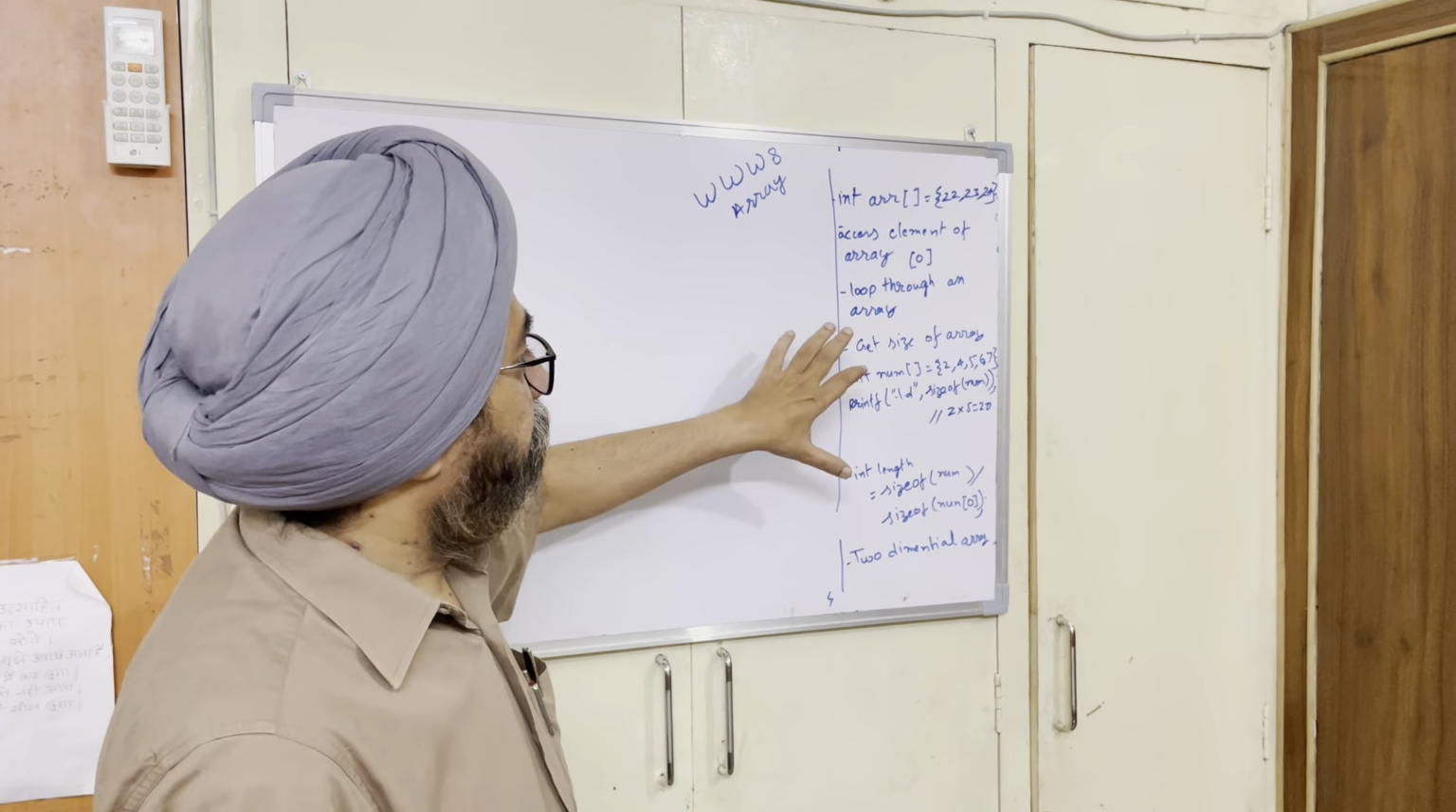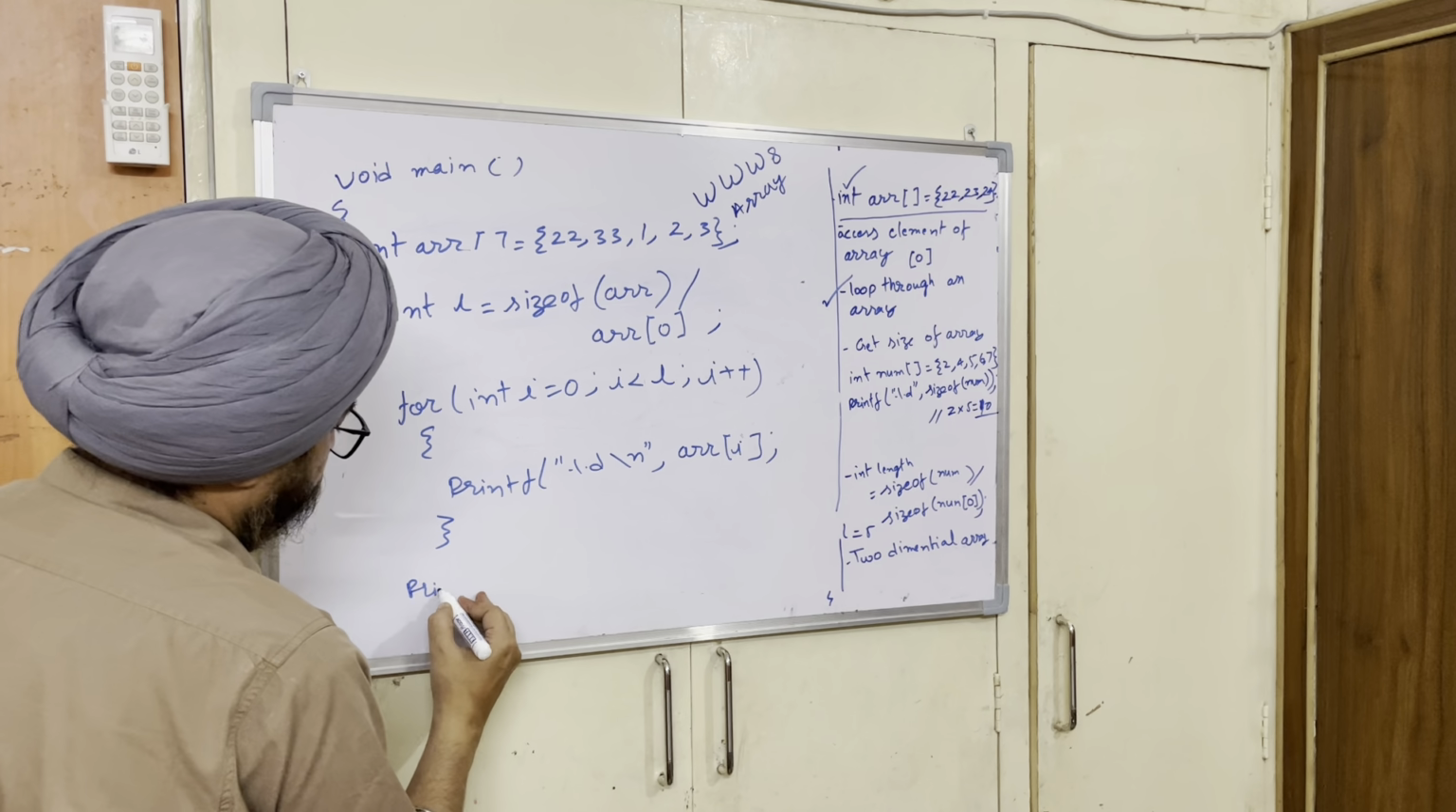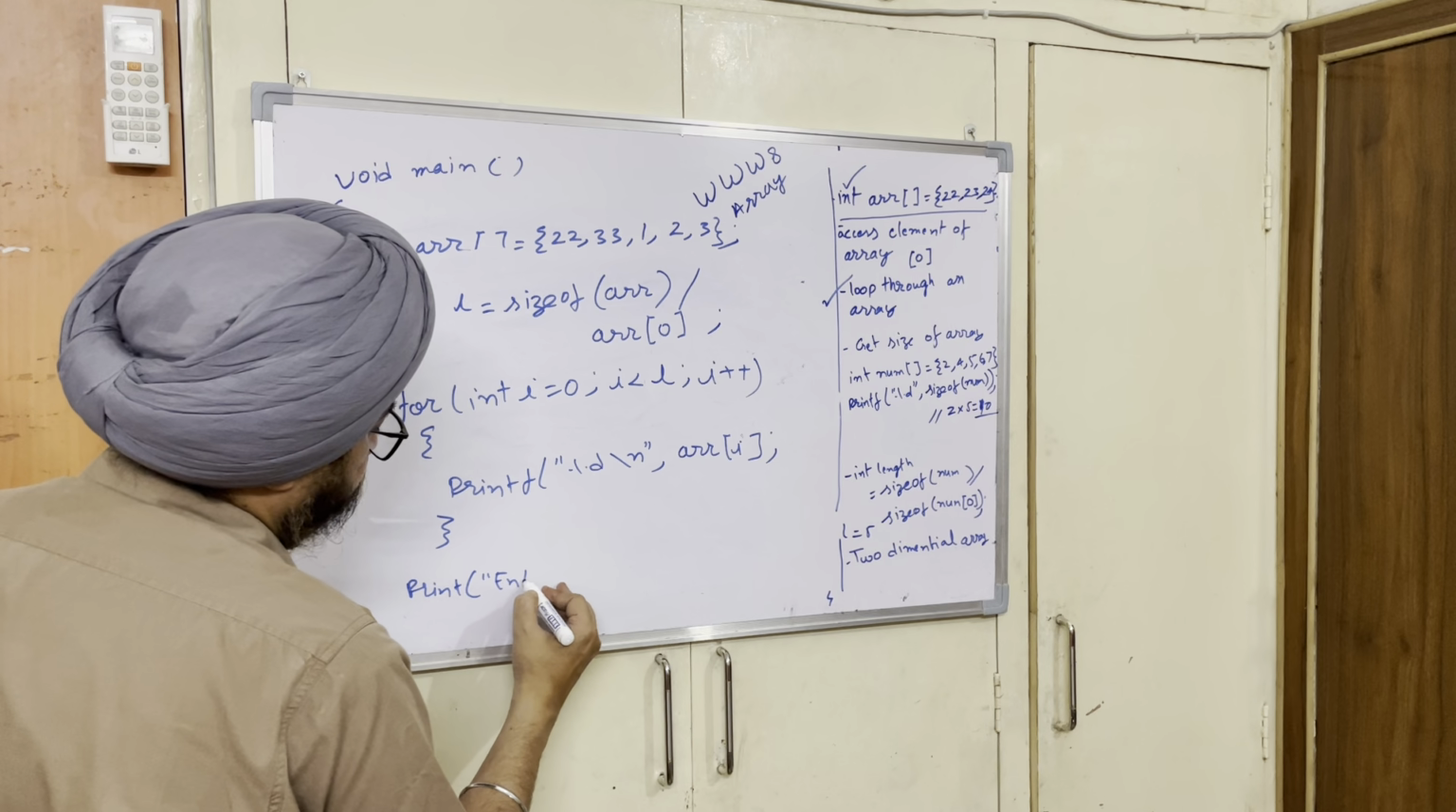And in the same way, for the for loop, I have int i equals 0, and i less than l, which is 5, i plus plus, and using printf("%d\n", arr[i]). And this is the printf, end of program.